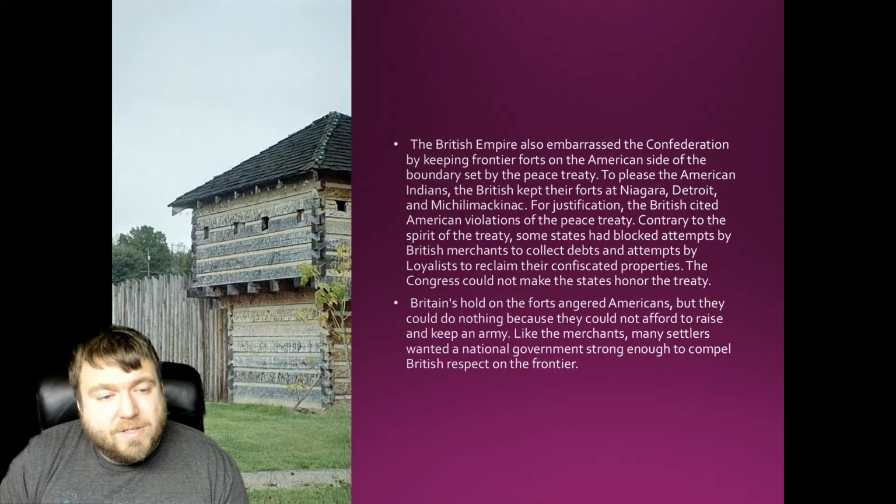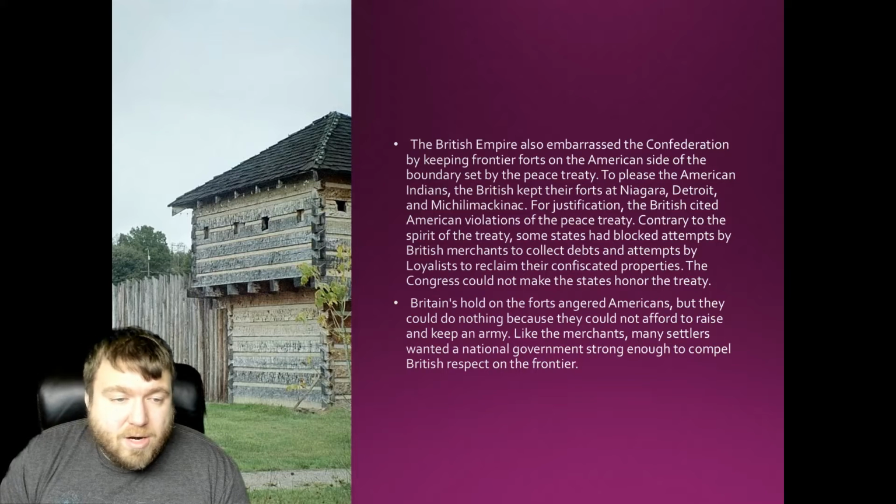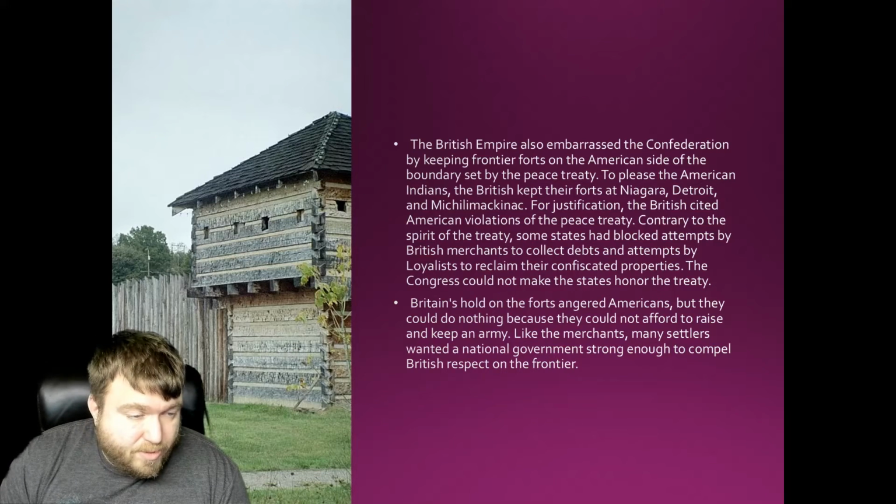Contrary to the spirit of the treaty, some states had blocked attempts by British merchants to collect debts and attempts by loyalists to reclaim their confiscated properties. The Congress could not make the states honor the treaty. So here's another weakness showing up.